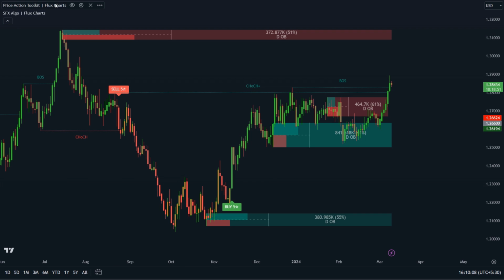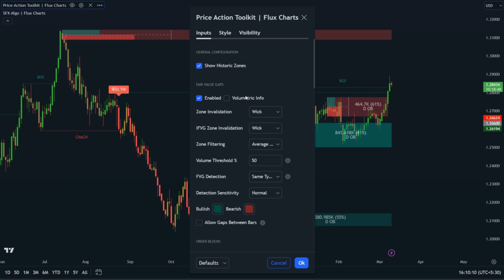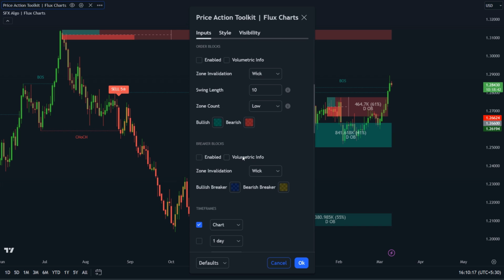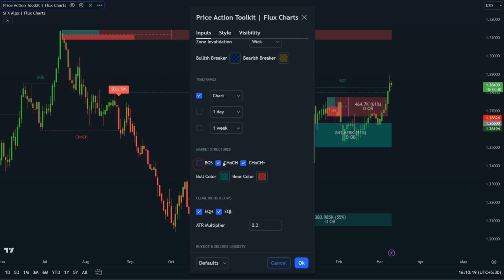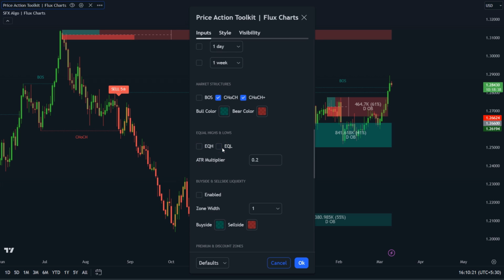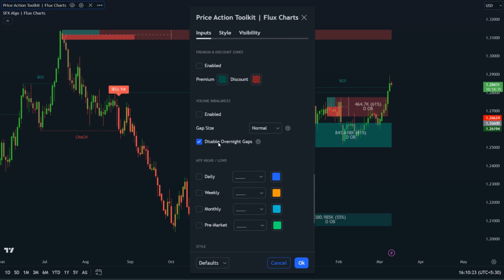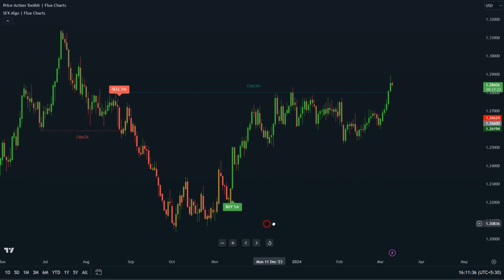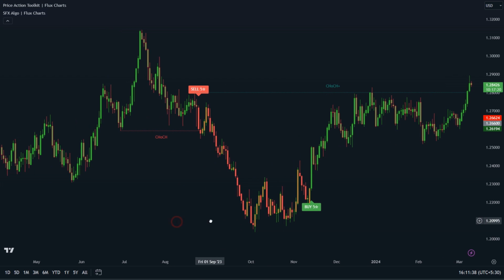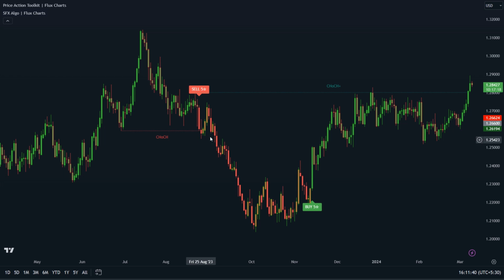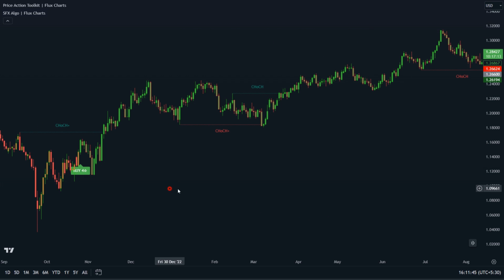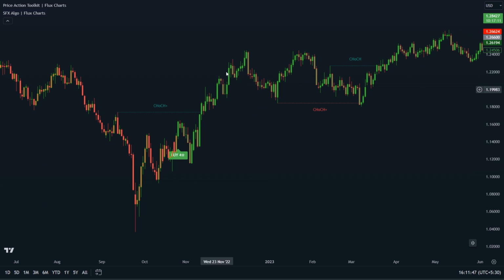For the Price Action Toolkit, we'll focus on specific features like change of character and change of character plus, keeping things laser focused. Now that our indicators are battle ready, let's see how this strategy unfolds. The first thing we'll look for is a change of character or change of character plus. Remember, these can signal a market shift, which is exactly what we want to capitalize on.